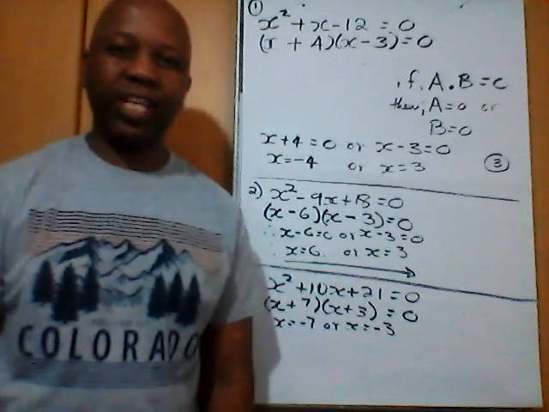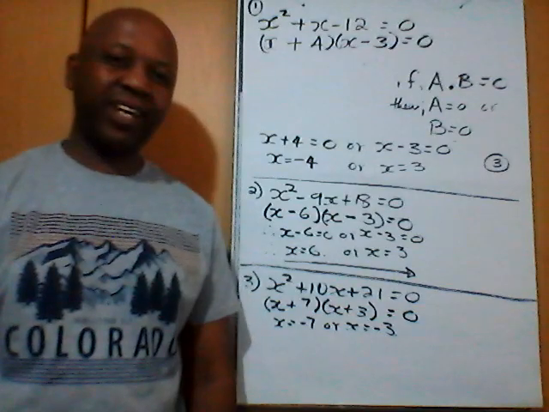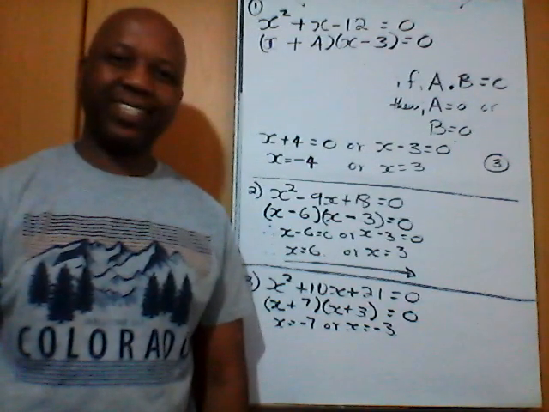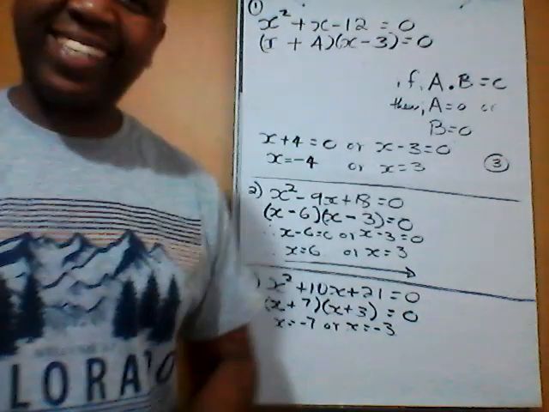What did you get? Did you get the same answer? x is equals to minus 7. x is equals to negative 3. Great minds think alike. Awesome.